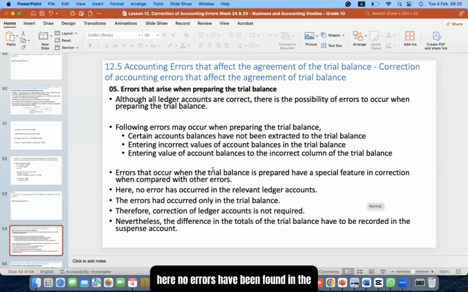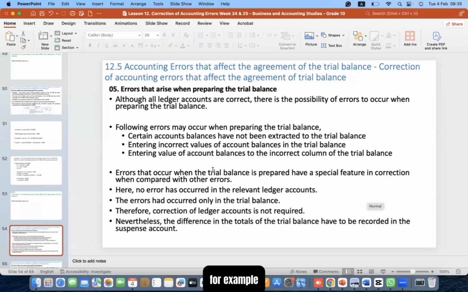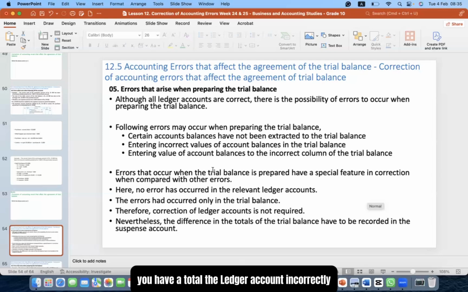Here no errors have been found in the relevant ledger accounts. So they don't have any problem in the ledger account. Previously, we had errors in the ledger account, for example, you totaled the ledger account incorrectly. Likewise. Here, the error has occurred only in the trial balance.